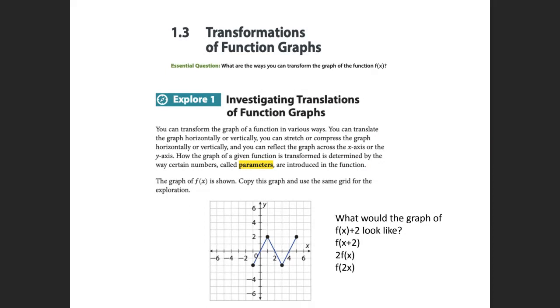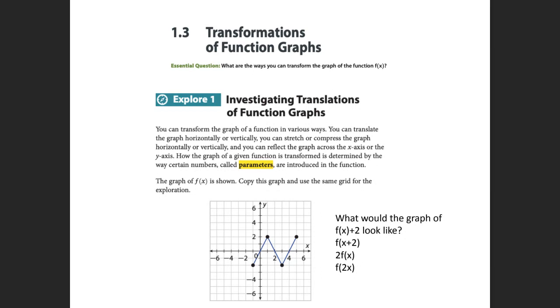Transformations of a function, okay, here's our textbook definition. It says you can transform the graph of a function in various ways. You can translate the graph horizontally or vertically. You can stretch or compress the graph horizontally or vertically. And you can reflect the graph across the x-axis and y-axis. How the graph of a given function is transformed is determined by the way certain numbers called parameters are introduced into the function.